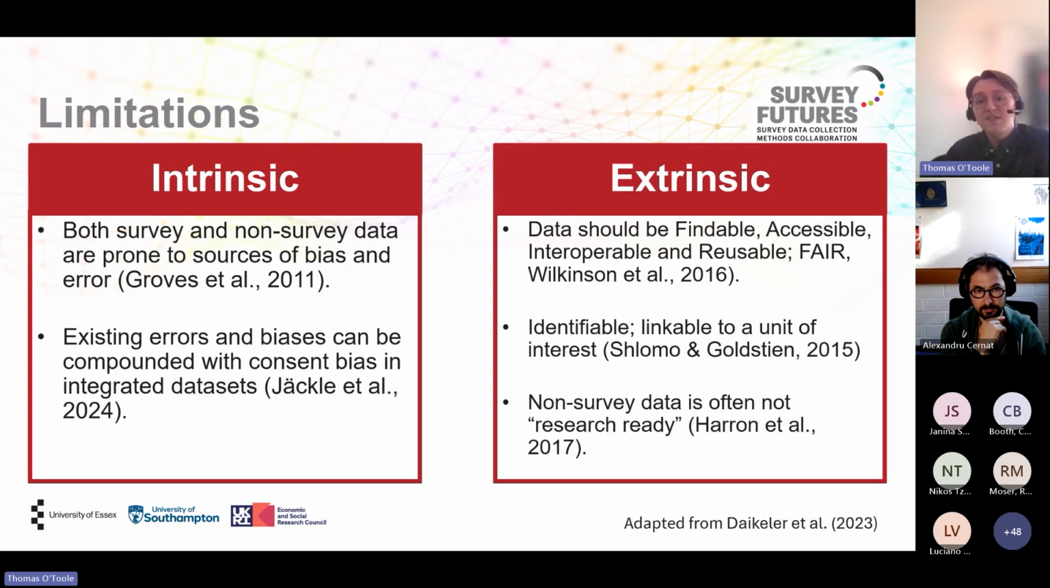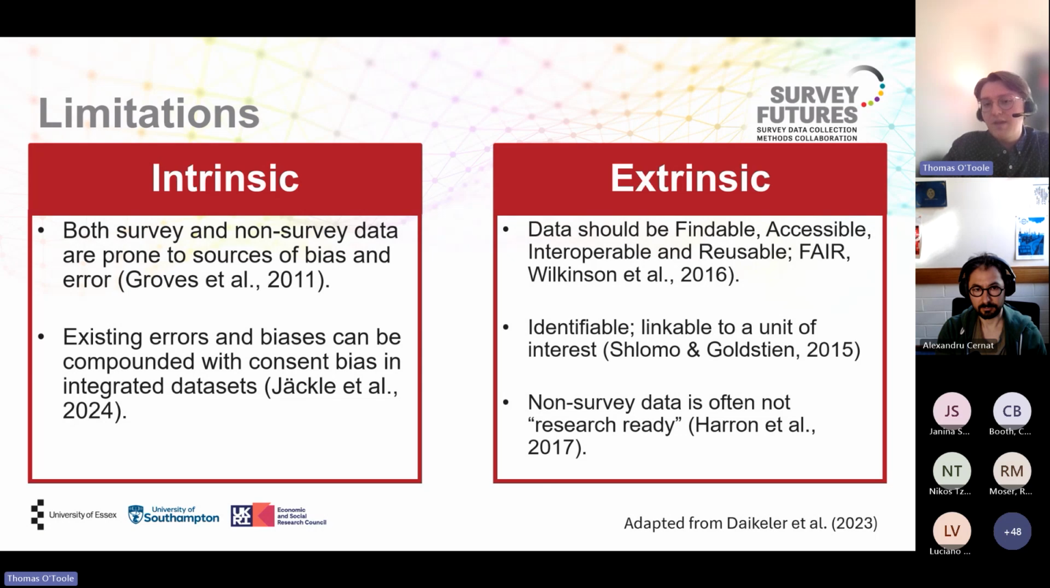There are some general limitations here. Of course, each of these types of data has inherent bias and limitations and error, and there are robust error frameworks for most of these linkages. But in short, I found it easy to think of potential limitations as extrinsic and intrinsic. So by intrinsic, we're essentially referring to data quality, so total survey error frameworks, and the issue of compounding existing errors and bias with linkage bias and selection bias.